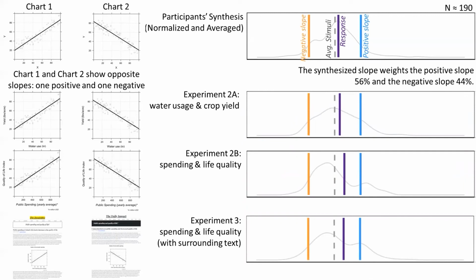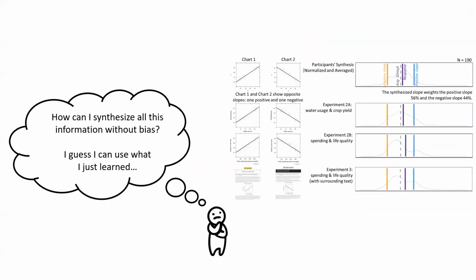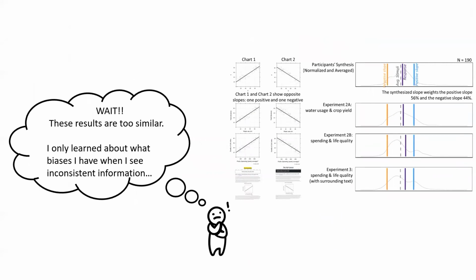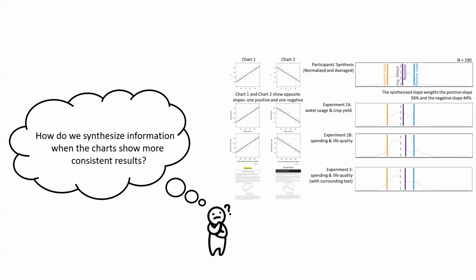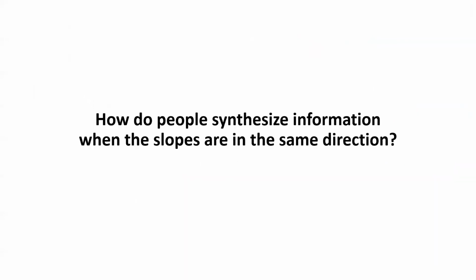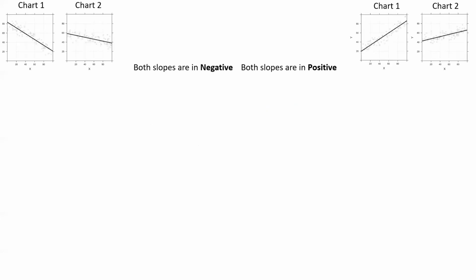So now your brain might want to synthesize this information I just presented, but you become worried about the potential biases in your information synthesis. And you realize that all these results are quite similar, and I've only shown what happens when people need to synthesize information that is inconsistent. So you may be wondering, how do we synthesize information when the two charts are showing more consistent results? Which I can translate to, what if the slopes shown are in the same direction? In this case, they can be both positive or both negative.